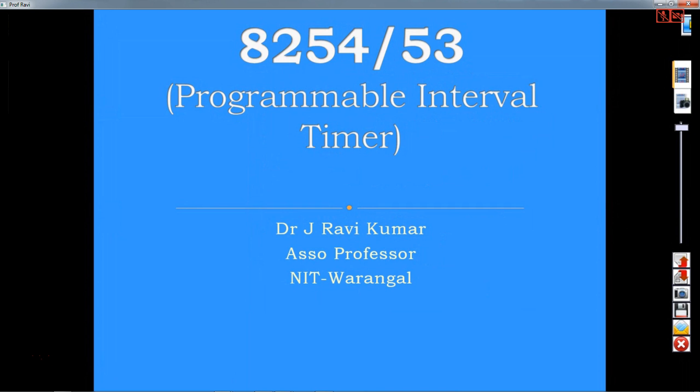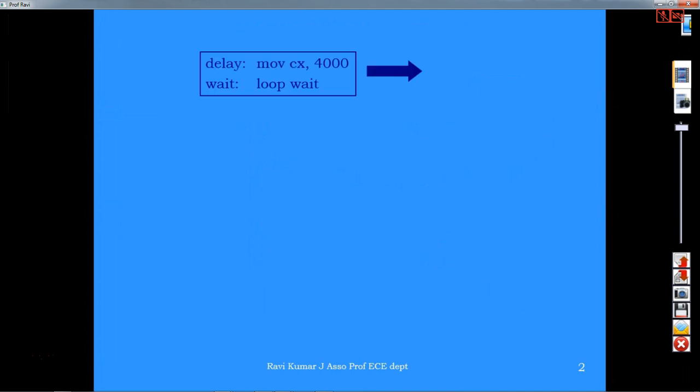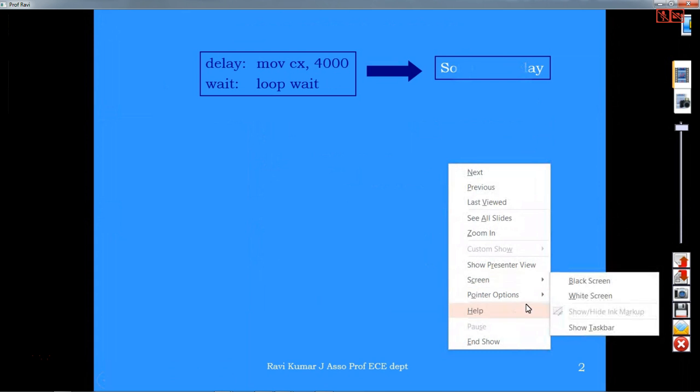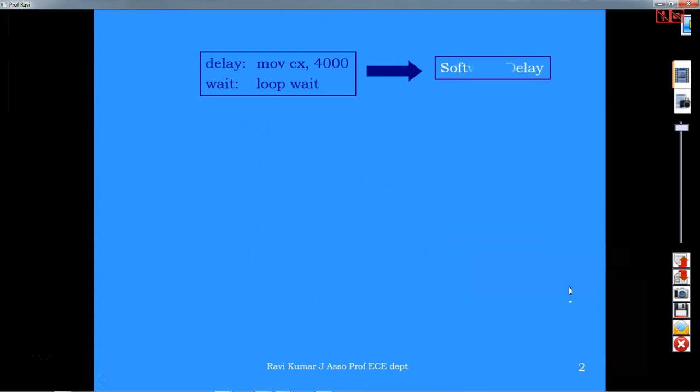So now let us go ahead. If I want to give a delay, this is an example: Move CX comma 4000, loop wait there only. So just now we have seen this. It is called a software delay.